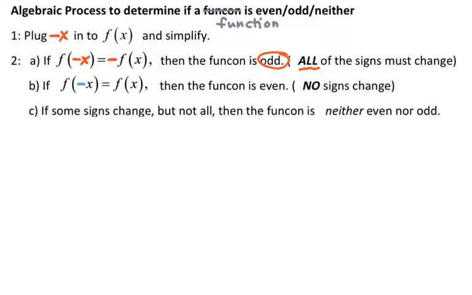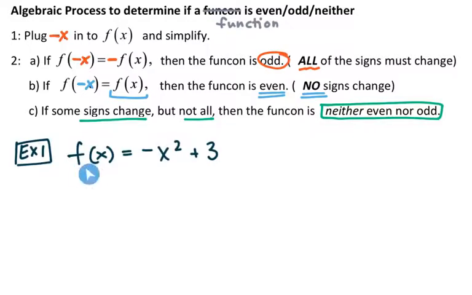If we take that same negative x value, we plug it in and simplify, and it returns the exact same function, meaning no signs change, then that would represent an even function. And then, of course, if we have the situation where some signs change but not all, then we will say the function is neither even nor odd. Let's look at a few examples.